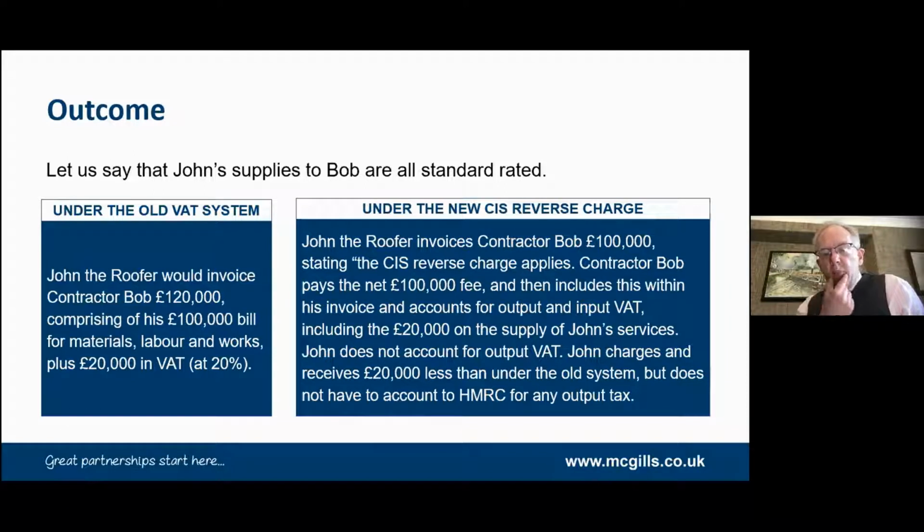As contractor Bob is supplying CIS services, he must also consider the reverse charge and whether his client, the developer, is involved in the onward supply of CIS services.